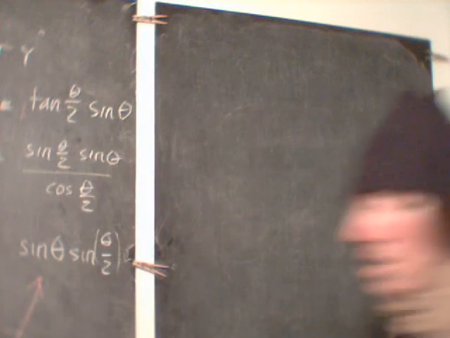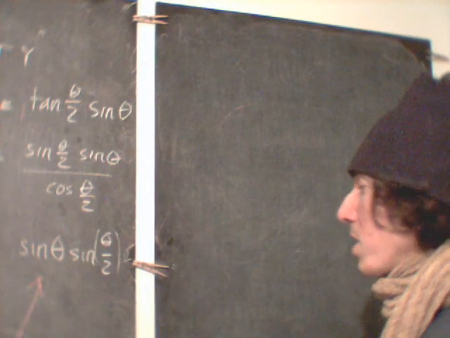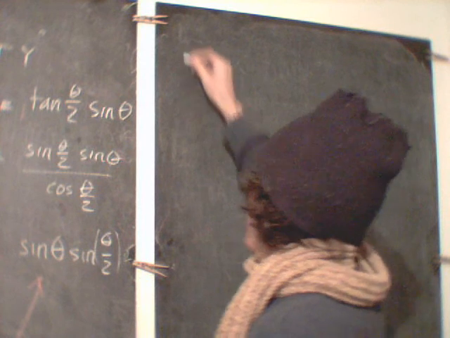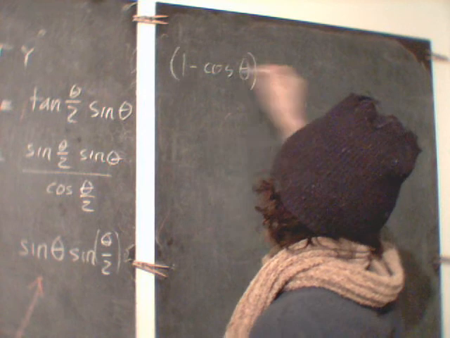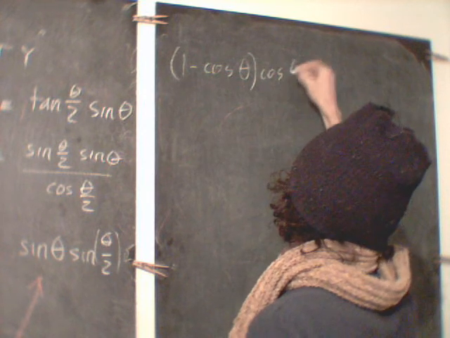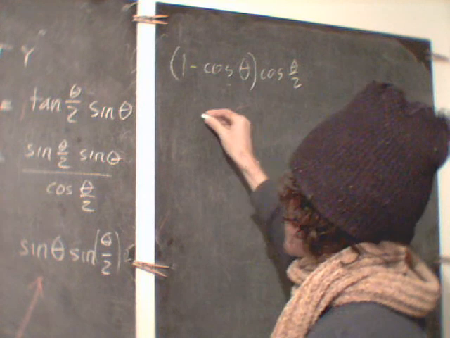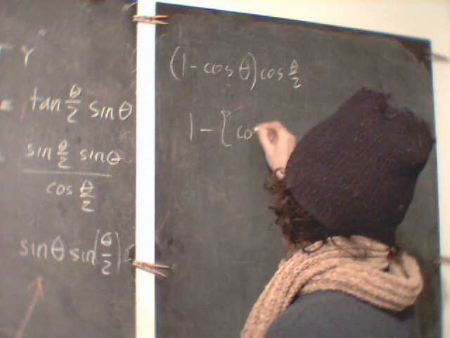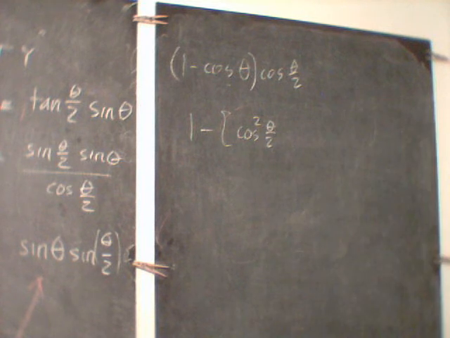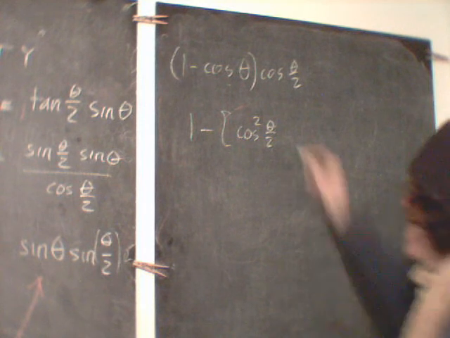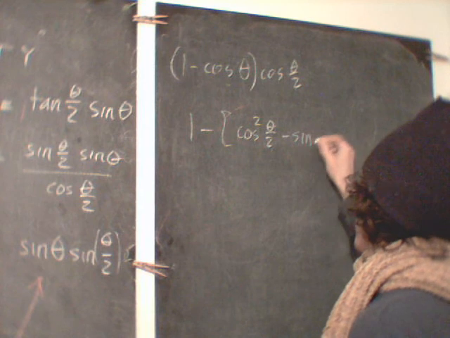So let's just work with that left side. Again, I don't know that I've got the problem solved, but I'm just thinking that if it's true, it has to be something that we can work out. So 1 minus cosine of theta times cosine theta over 2. Well, the cosine theta is 1 minus cosine squared theta over 2 minus sine squared theta over 2. Now, which one do I want? Well, let's just leave it like this for now.